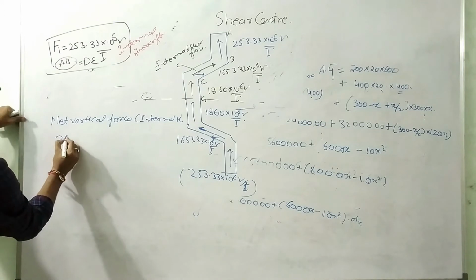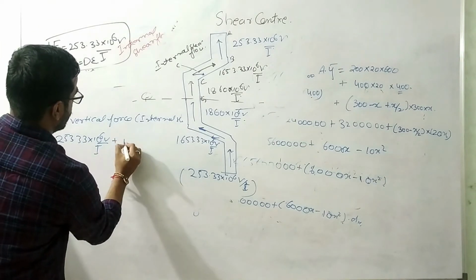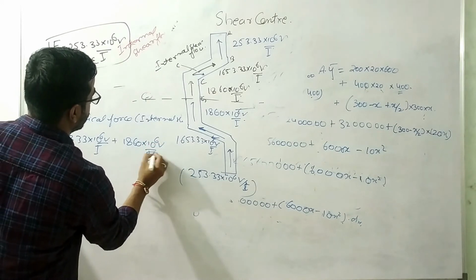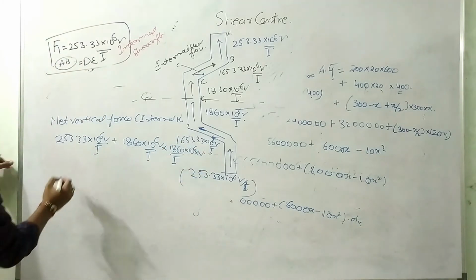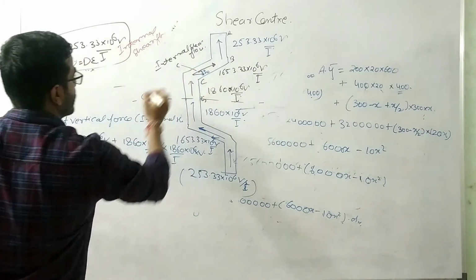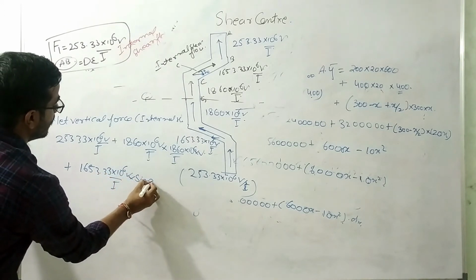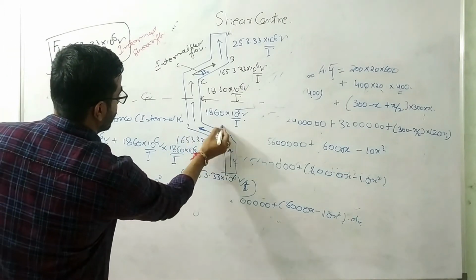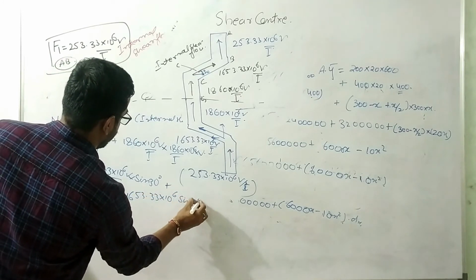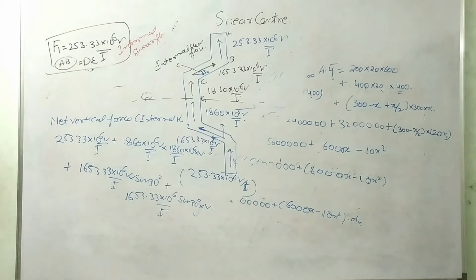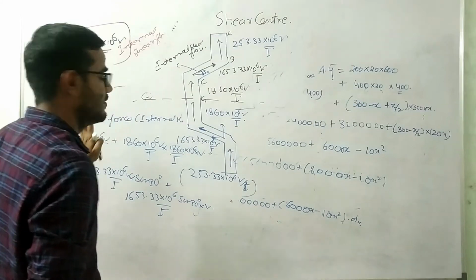It will be 253.33 × 10^6 V over I, plus 1860 × 10^6 V over I, plus the theta component. The sine component will be 1653.33 × 10^6 V over I into sine 30, and the same from this side, which is in the vertical direction, so vertical will add up to 1653.33 × 10^6 sine 30 V over I. Okay, so this is the expression for the net vertical force, which will be acting at the shear center.